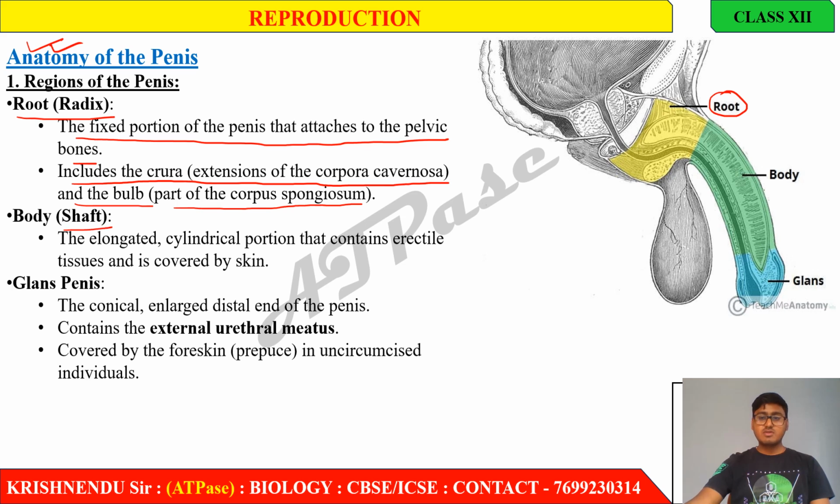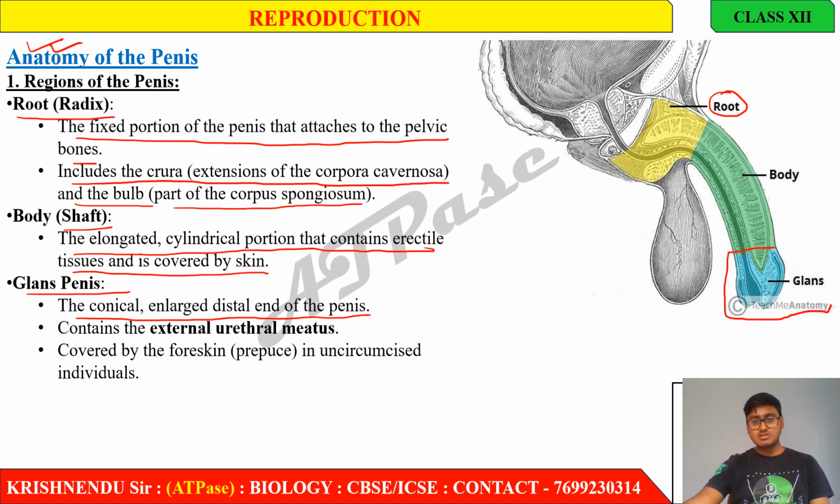Then the body, also known as the shaft, is the elongated and cylindrical portion that contains erectile tissue and is covered by skin. Then the glans penis, the conical enlarged distal end of the penis. You can observe this portion is known as the glans penis. It contains the external urethral meatus and is covered by the foreskin, the prepuce, in uncircumcised individuals. So this is the anatomy of the penis.